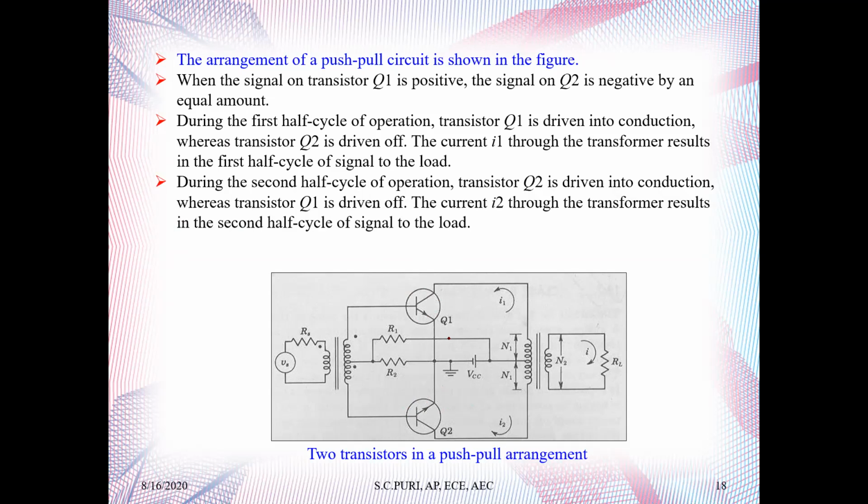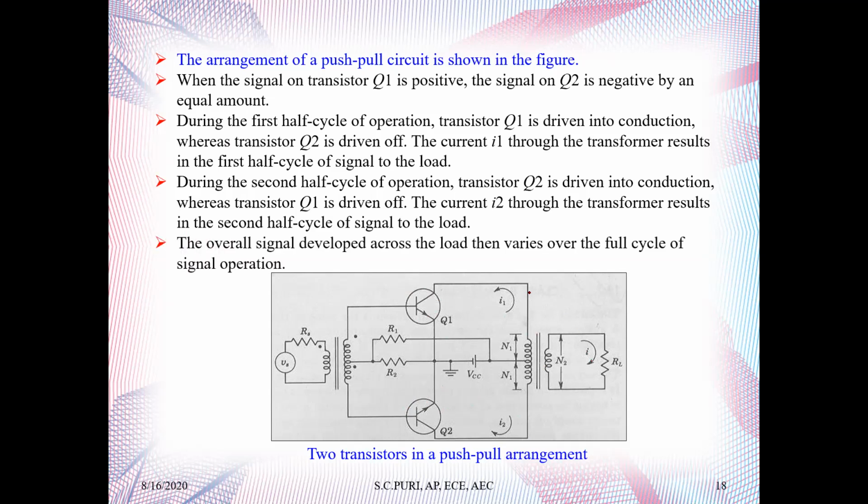During the second half cycle of operation, the reverse happens. Transistor Q2 is now driven into conduction, whereas transistor Q1 is driven off. The current I2 through the transformer results in the second half cycle of the signal at the load. So first, second. In this way, the overall signal developed across the load varies over the full cycle of signal operation.